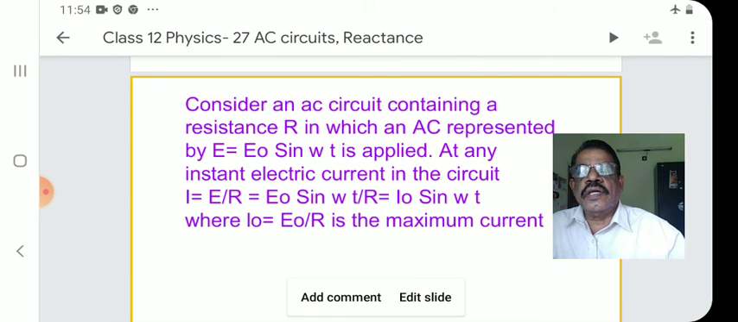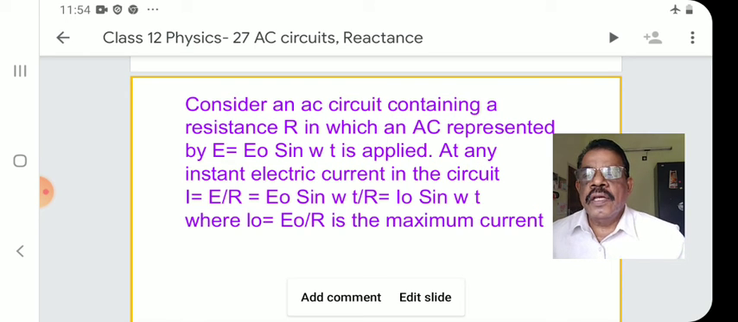Consider an AC circuit containing resistance R in which an AC represented by E equals E0 sin omega t is applied. At any instant, the electric current in the circuit, I, is E by R. Put the value of E, E0 sin omega t by R. E0 by R we put as I0. Then we get I equals I0 sin omega t, where I0 equals E0 by R is the maximum current in the circuit.